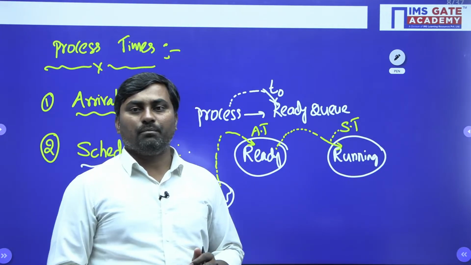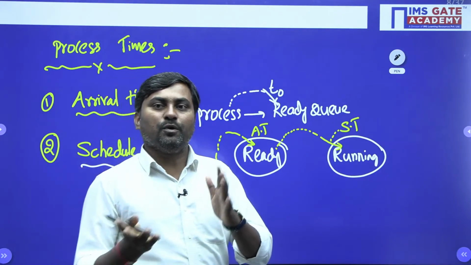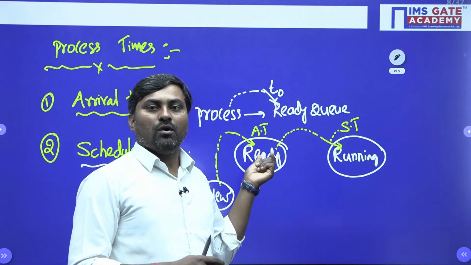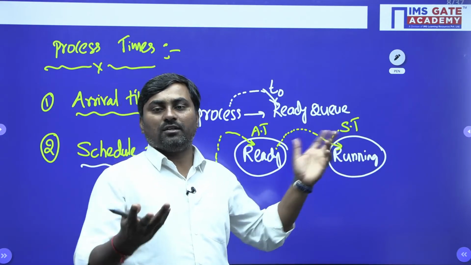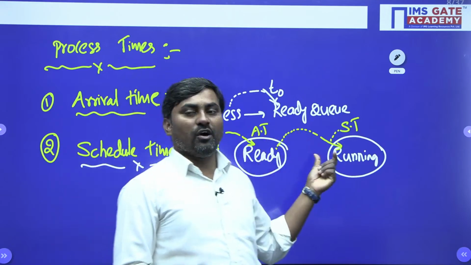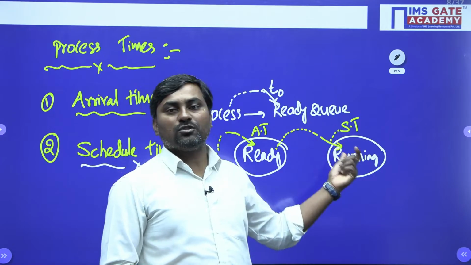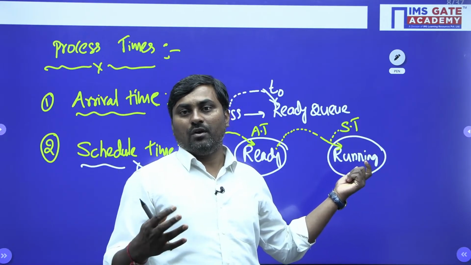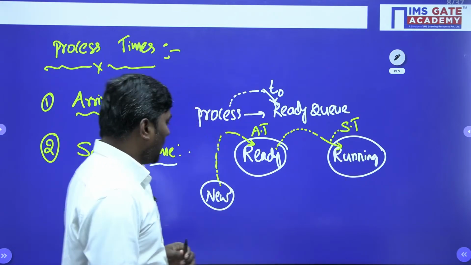I will give an example. Suppose at 9 a.m. a process has entered into the ready queue. So 9 a.m. is the arrival time, but the CPU might be busy with another task. At 9:10 we observed the CPU is idle, so at 9:10 we attached it to the CPU state. Now at 9:10 the process started executing, so 9:10 becomes the schedule time of the process. I hope this is clear.